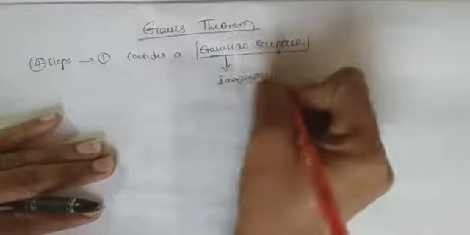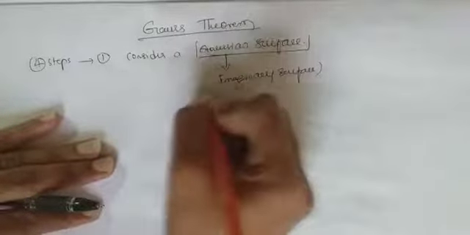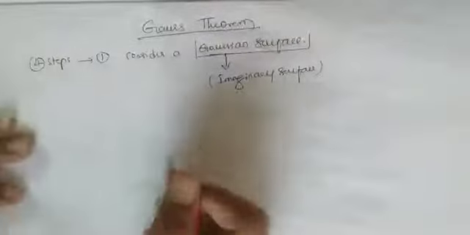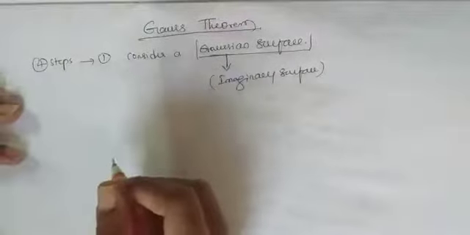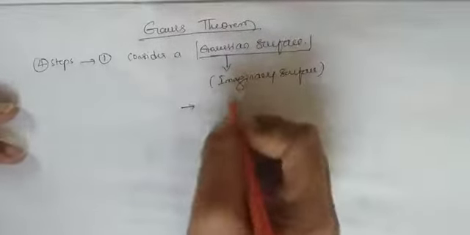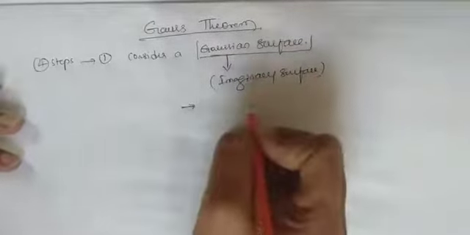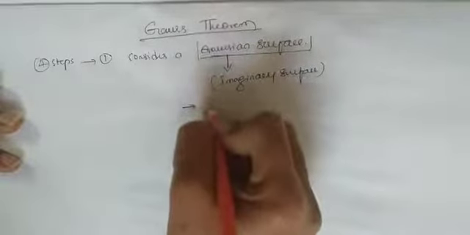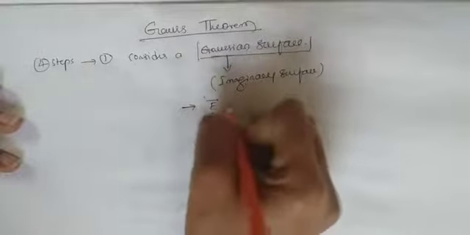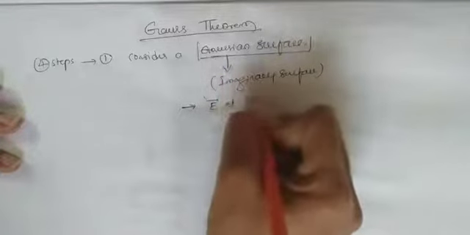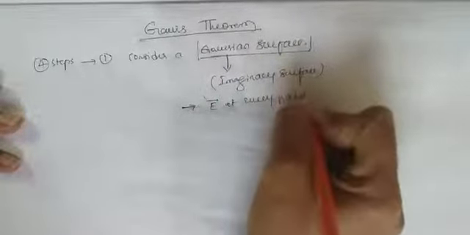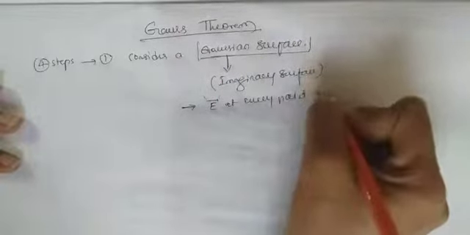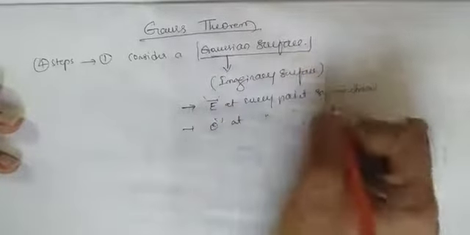Imaginary surface, we are just assuming the surface. By assuming this surface, we want some electric field at every point. The electric field at every point should be symmetrical, so that means it will be the same. And theta also at every point should be symmetrical.